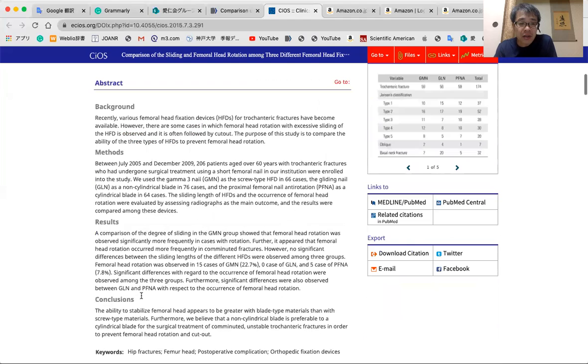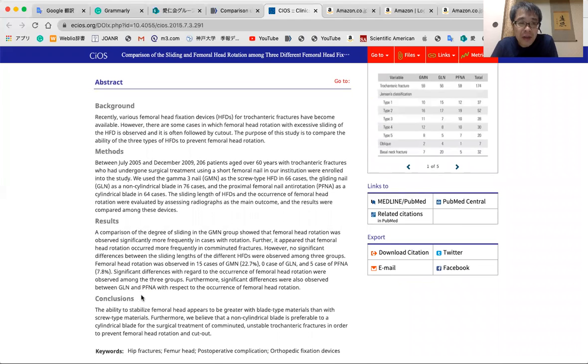Previously I used the gamma nail. Then I used TFNA and the gliding nail. The first was the gamma nail, then we moved to the gliding nail, but it was discontinued due to Smith and Nephew. Then we moved to PFNA until the magnet name is released. So we compared three types of fixation devices.